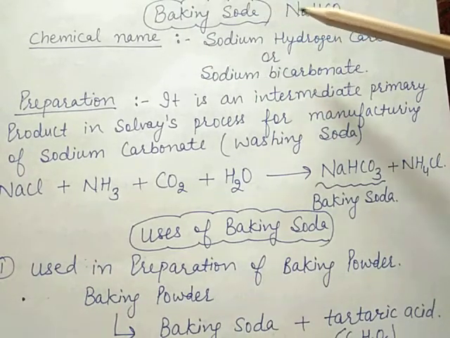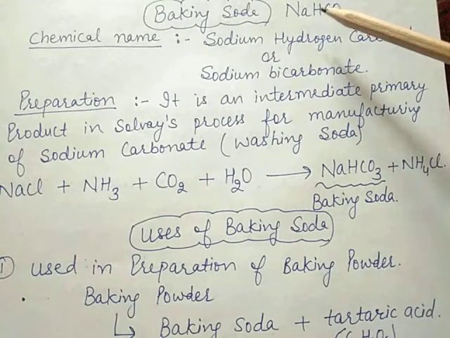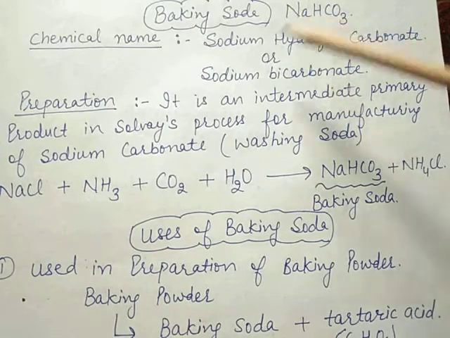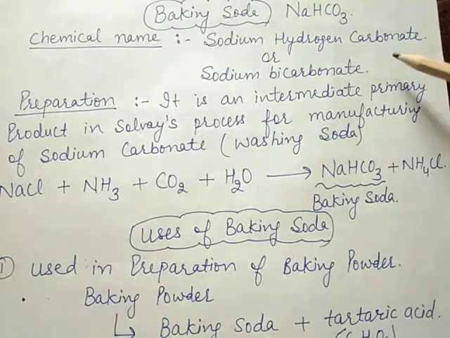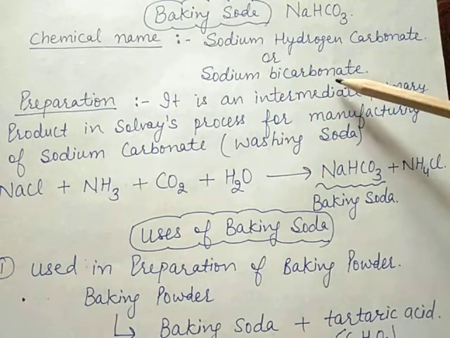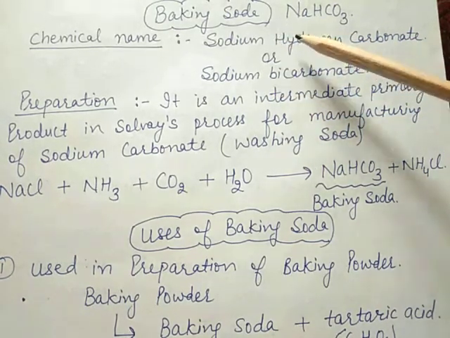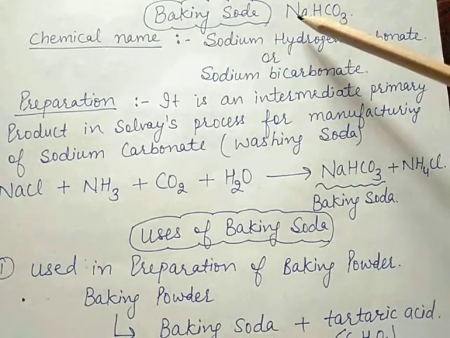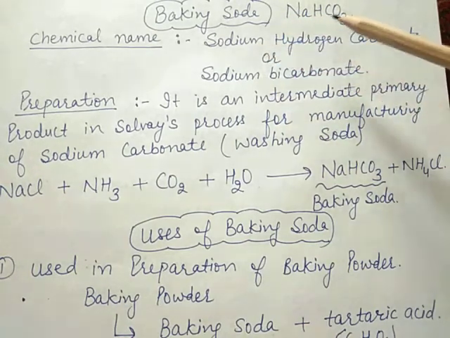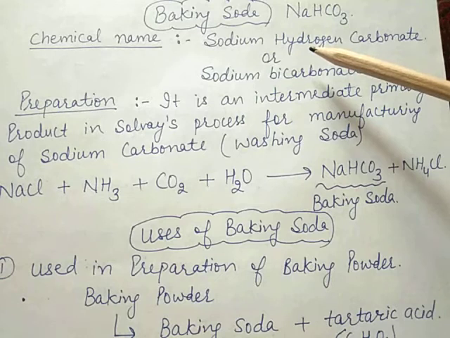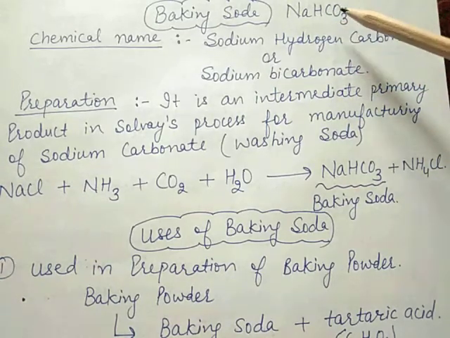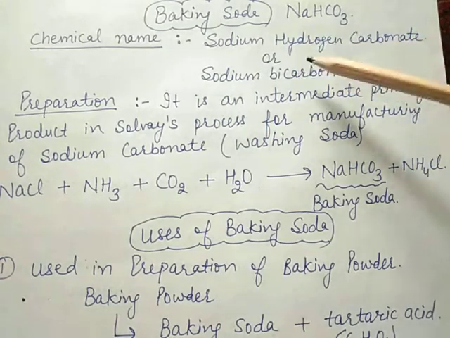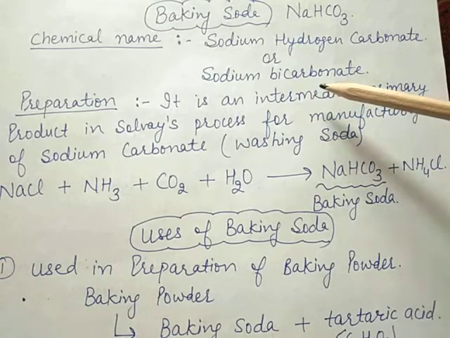Baking soda is the major constituent of baking powder. Chemically, it is called sodium hydrogen carbonate or sodium bicarbonate. Its chemical formula is NaHCO3. Na is the symbol of sodium, H is hydrogen, and CO3 is carbonate. That formula is sodium hydrogen carbonate. It is also called sodium bicarbonate.